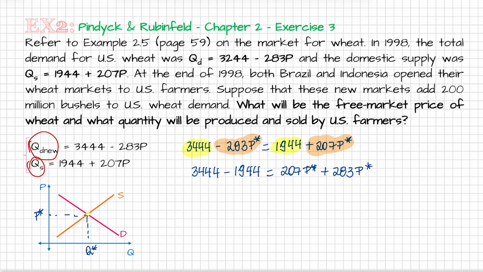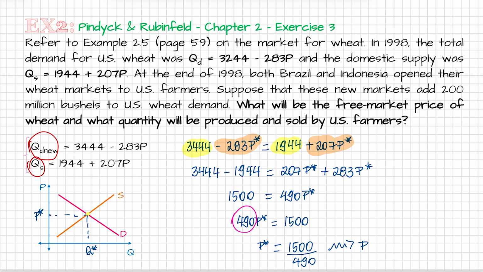3,444 minus 1,944 is equal to 1,500, and 207P star plus 283P star is equal to 490P star. Now I'll just flip them around. 490P star equal to 1,500. Doesn't change a thing. Now to isolate P we need to pass 490 to the right side. 490 is multiplying, then we pass it dividing. So we have P equal to 1,500 divided by 490. P is approximately equal to $3.06 per bushel.